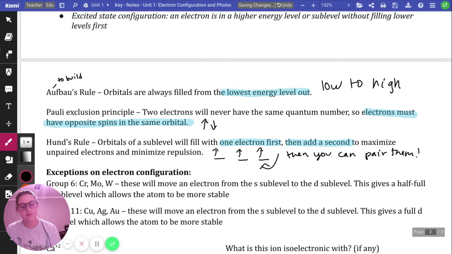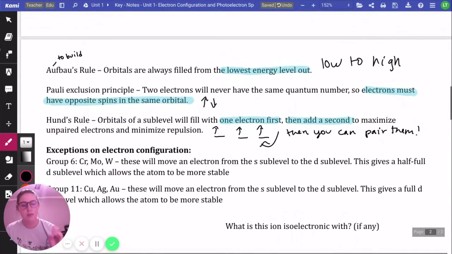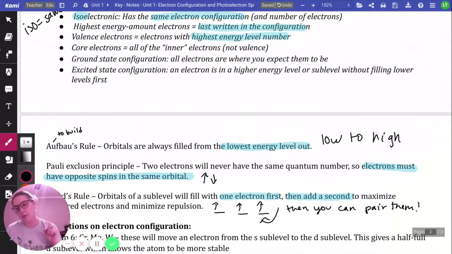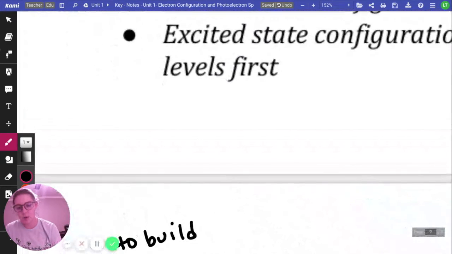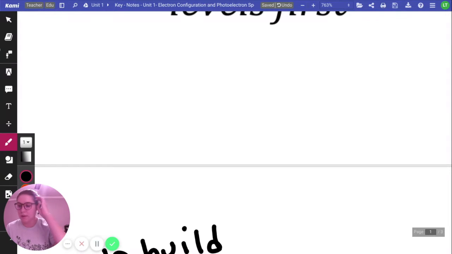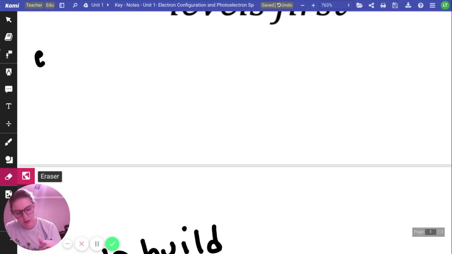Yeah? All right. I'm going to go through our types of electron configurations with you guys really quickly, and then I will go through these practice problems. All right? So I'm going to zoom in pretty far because I didn't really give myself space for this, but that's okay. All right, so our first type of electron configuration is just kind of like our normal one.